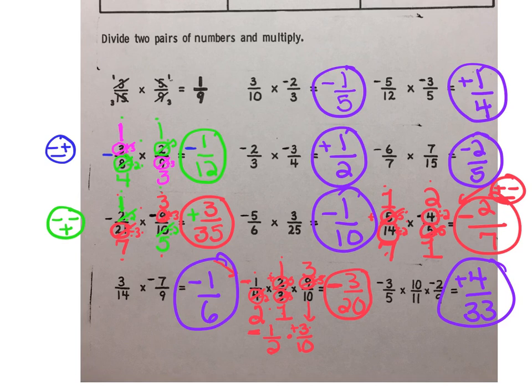Pause the video. When you're done, turn the video back on and check your work. Here are the answers. Negative 1/5, positive 1/4, positive 1/2, negative 2/5, negative 1/10, negative 1/6, and a positive 4/33. This concludes page 3.